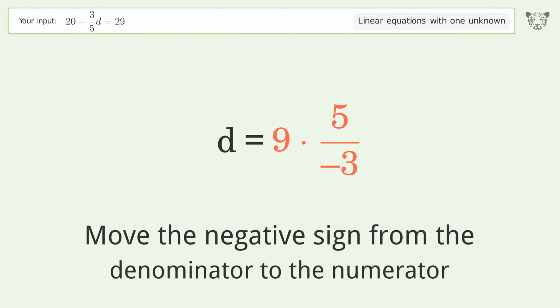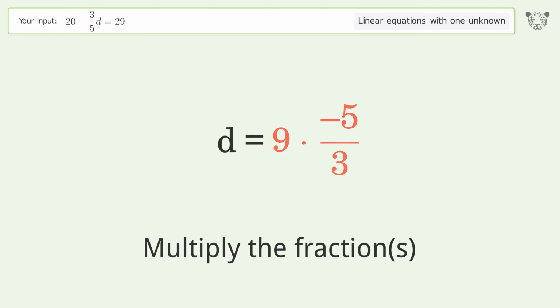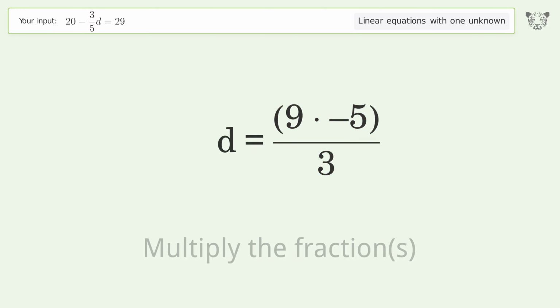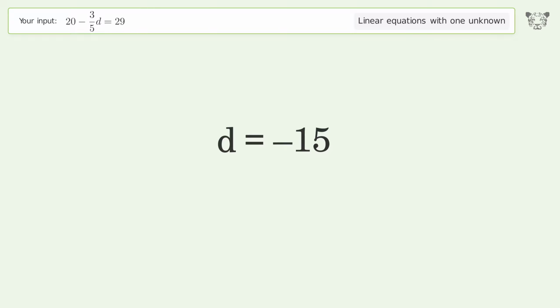Move the negative sign from the denominator to the numerator. Multiply the fractions. Simplify the arithmetic. And so the final result is d equals -15.